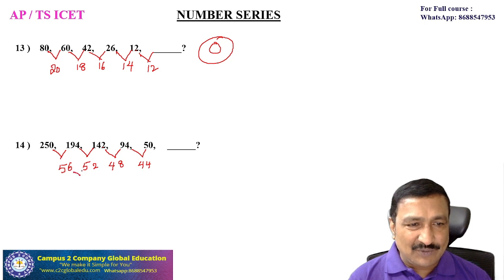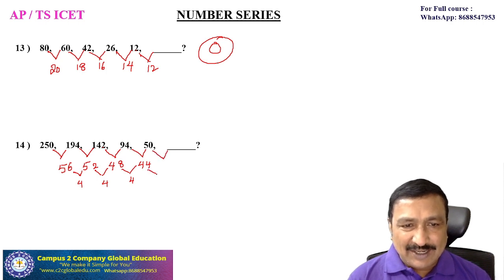That means it is decreased by even numbers, but with a difference of how much? 56 and 52, the difference is 4; 52 and 48, the difference is 4; 48 and 44, the difference is 4. So the next number should be decreased by 40, with a difference of 4. So it is decreased by even numbers with a difference of 4: 56, 52, 48, 44, 40. So if you subtract 50 minus 40, how much will come? 10 will come. So the answer for this question is 10, friends.